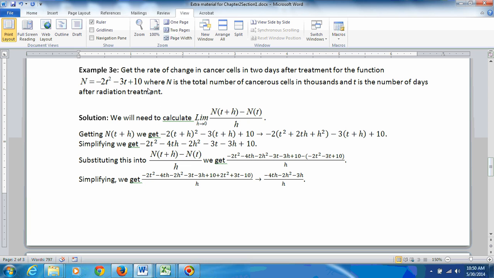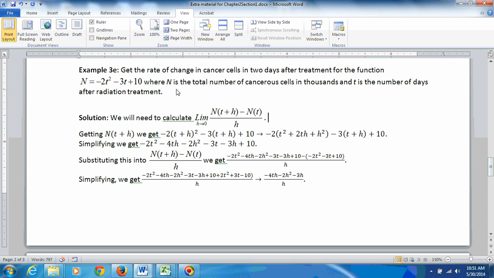Okay, on this problem it says get the rate of change in cancer cells in 2 days after treatment for the function n equals negative 2t squared minus 3t plus 10, where n is the total number of cancerous cells in thousands and t is the number of days after radiation treatment.